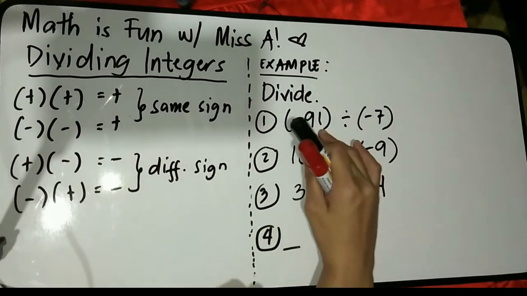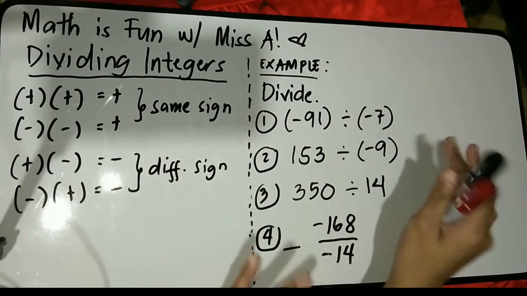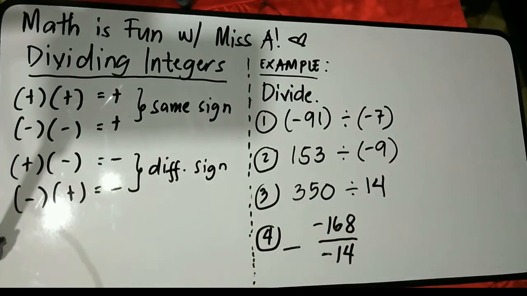You have negative 91 divided by negative 7. So negative and negative, parehas sila ng sign mga Mathsters. Therefore, alam na natin yung magiging sign ng quotient, and that is positive. So all we have to do now is to divide 91 by 7. So the quotient of that one is simply equal to positive 13.